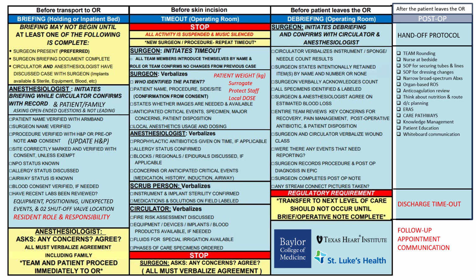We review the necessary standardized operating procedures for securing tubes and lines, for dressing changes, whether or not to narrow broad-spectrum antibiotics, organ-based PROs, anticoagulation review, think about nutrition and route, discharge planning, ERAS pathways, care pathways, knowledge management pathways, patient education, as well as whiteboard communication for the patient. We review with the family the appropriate anatomy if any rearrangement occurred, and then finally do the discharge timeout.